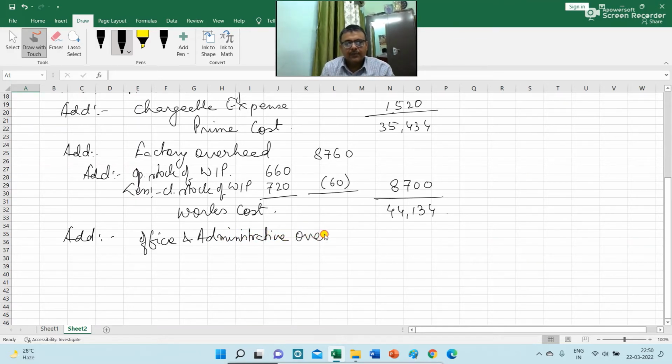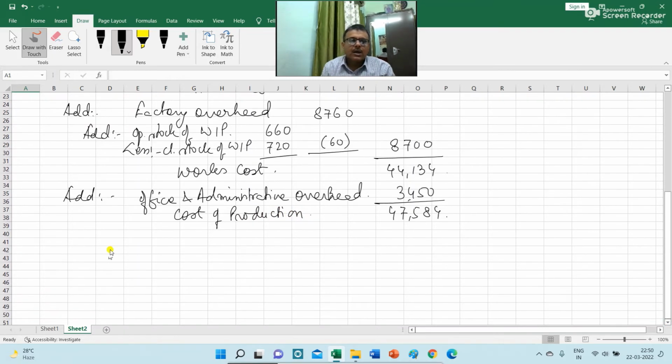With the works cost, we need to add the office and administrative overhead, which is 3,450. By adding works cost and office and administrative overhead, we will get 47,584. This figure is basically the cost of production. We have to adjust the opening stock and the closing stock of finished goods with the cost of production to arrive at cost of goods sold.